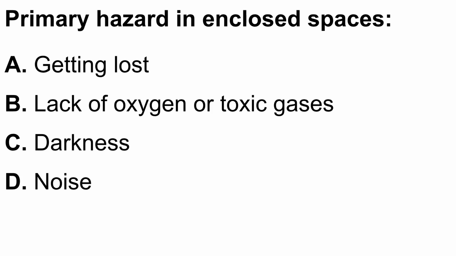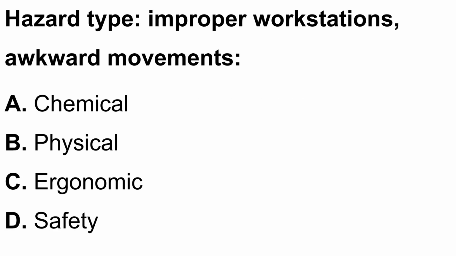Is it getting lost, lack of oxygen or toxic gases, darkness or noise? The primary hazard in enclosed spaces is the lack of oxygen or the presence of toxic gases, which can quickly become fatal. Next question. Improper workstations and awkward movements are examples of which type of hazard?